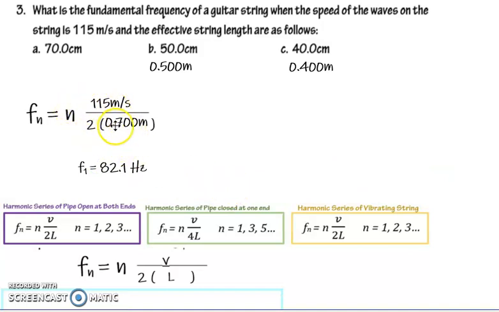Again, go and double check that with your calculator. Make sure you are calculating and using your calculator correctly.